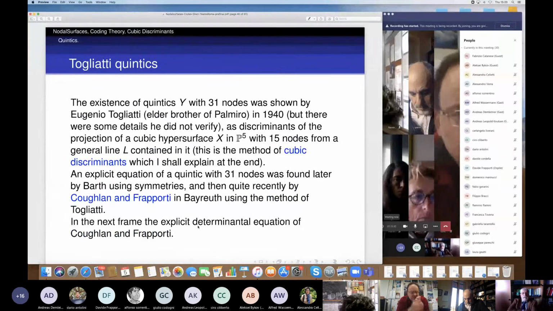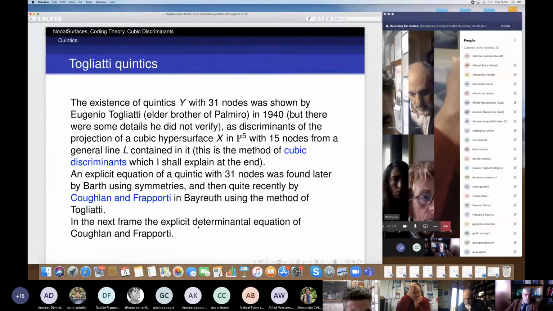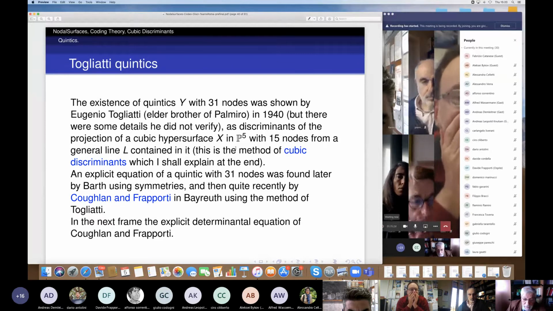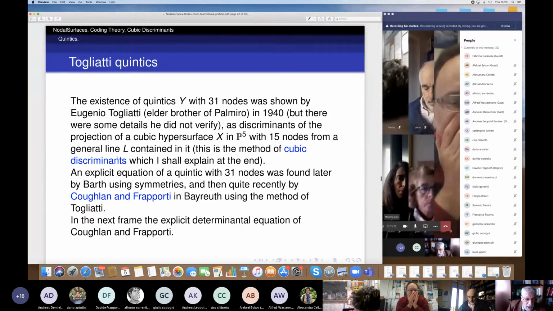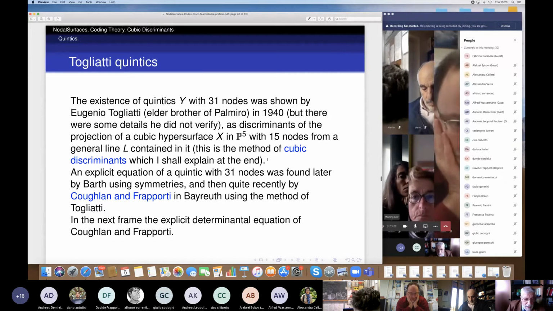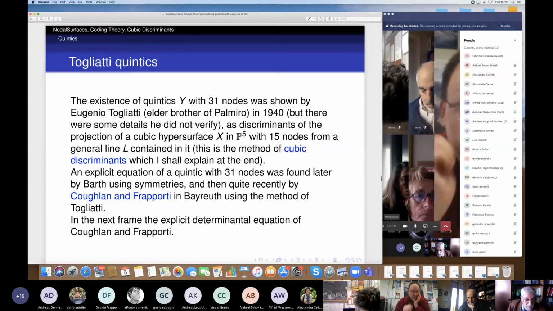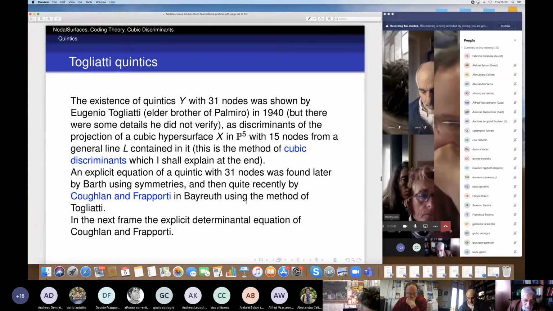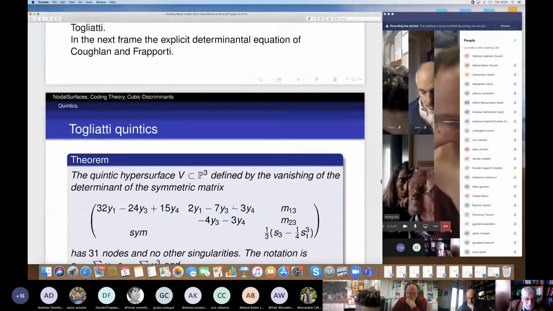And the existence of a quintic with 31 nodes was shown by Eugenio Togliatti in 1940. He didn't verify all the details, and they are discriminants of the projection of a cubic hypersurface in P5 with 15 nodes from a general line contained in it. This is the method of the cubic discriminants, which I explain in the end. Barth found an explicit equation of a quintic with 31 nodes, but only recently Kaplan and Frapport in Bayreuth used the method of Togliatti to find an explicit determinantal equation.